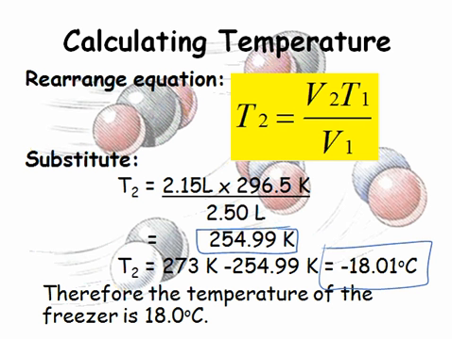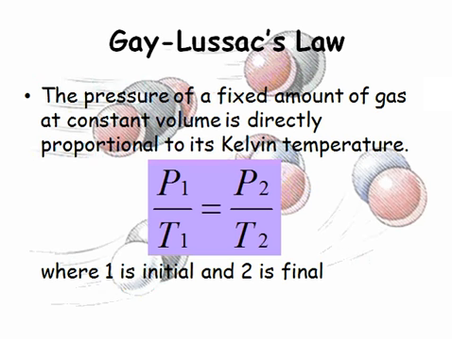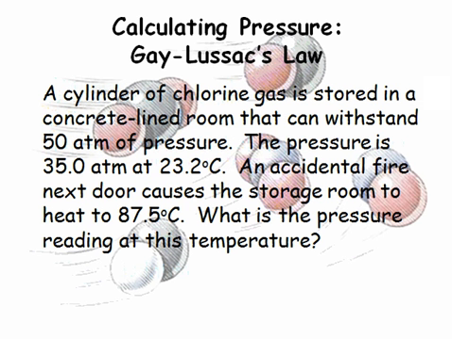Okay, so that brings us then to Gay-Lussac's law. This one deals with the pressure of a fixed amount of gas at constant volume, and that's directly proportional to its Kelvin temperature. So with Charles' law, you have constant pressure and you have volume and temperature directly related. Gay-Lussac's law, you have constant volume and your pressure and your temperature are directly related. So same type of situation.